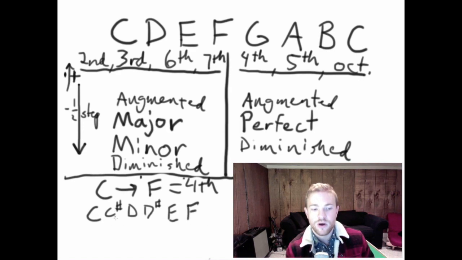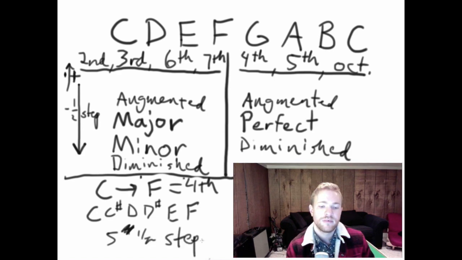How many steps is that? 1, 2, 3, 4, 5. That's 5 half steps. So, a perfect fourth could be defined as an alphabetical fourth that has 5 chromatic half steps within it.